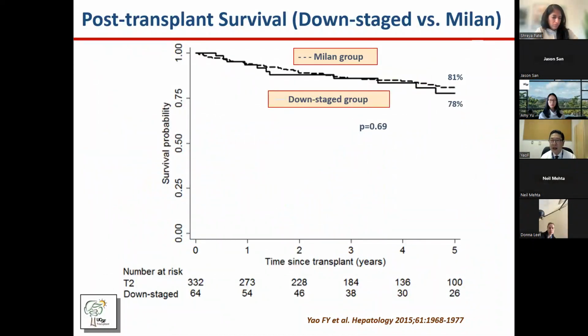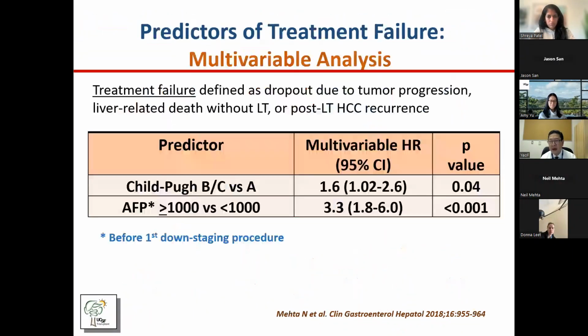And when we look at post-transplant outcome comparing to the group within Milan from the outset, there's really no difference, at about 80%. So we should just think about, now we can achieve 5-year survival after transplant of 80% for HCC patients. And within Milan, or if they are successfully downstaged to Milan, you can achieve 5-year survival of close to 80%. So I think that we're making some progress here.